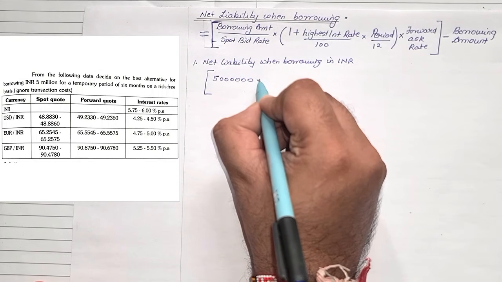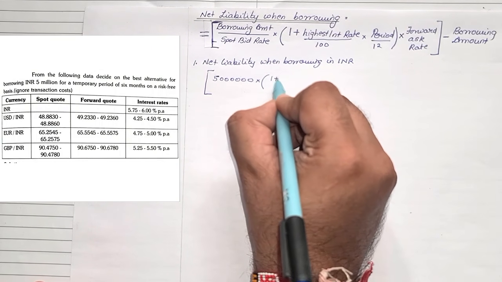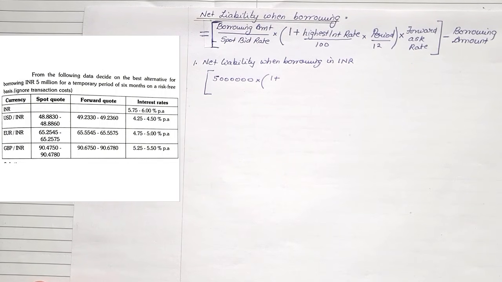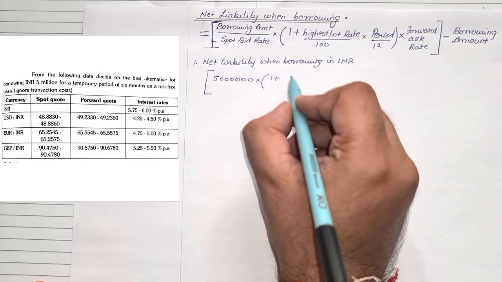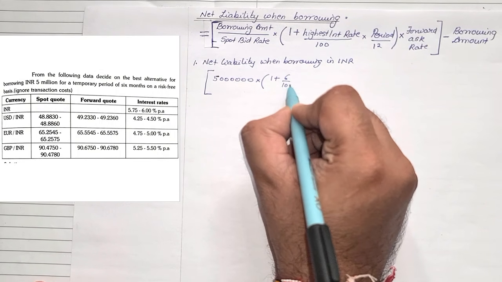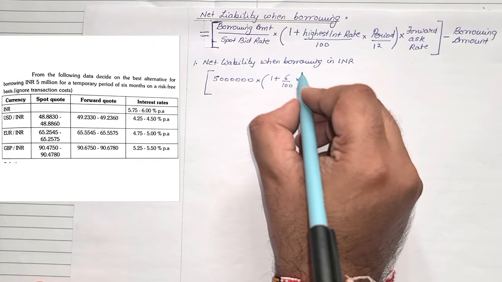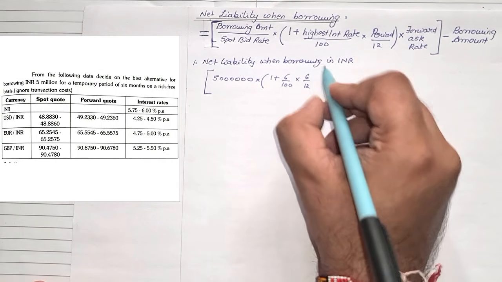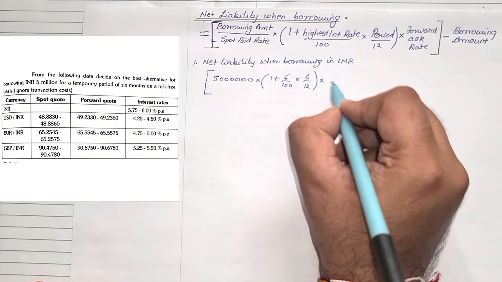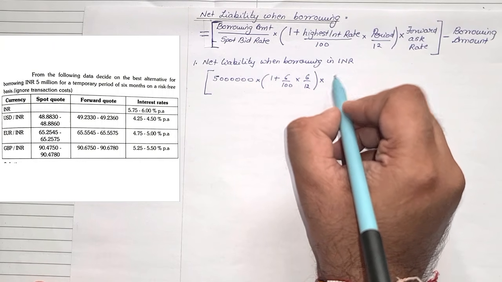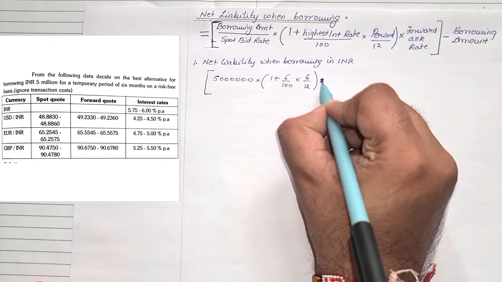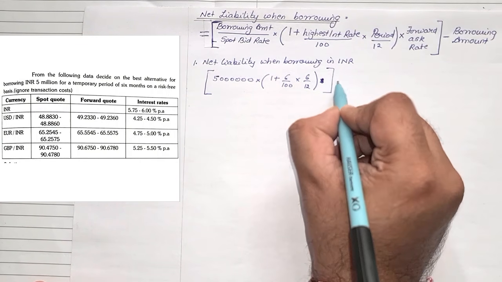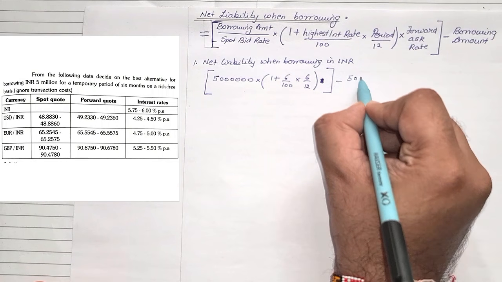So 50 lakhs into 1 plus the highest interest rate. Now if you look carefully, 5.75 and 6, so the highest interest rate is 6%, so 6 upon 100 into the period. It is a 6 months transaction period. They give you 6 months forward, so 6 divided by 12 into the forward rate. Again, there won't be any forward rate here. Remember, whenever you are doing for INR, there will be no forward, no spot, so that's it. The whole thing minus the borrowed amount, which is again 50 lakhs.